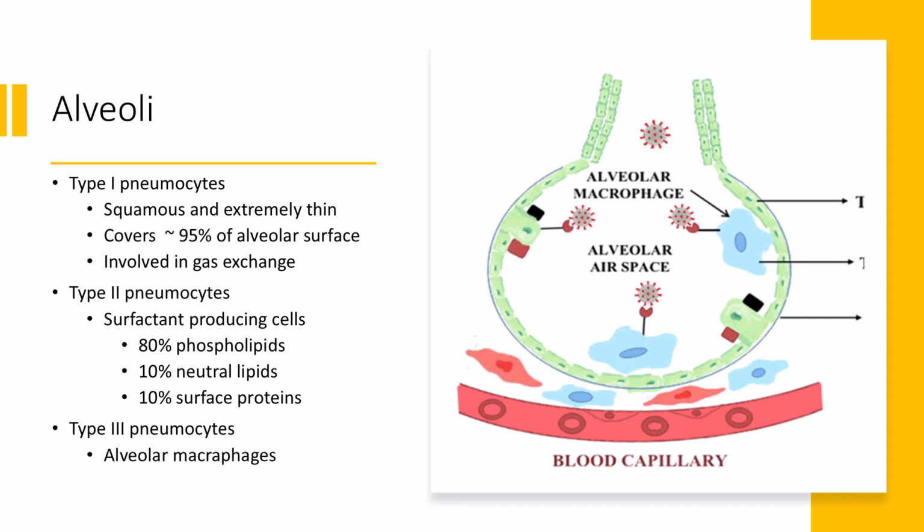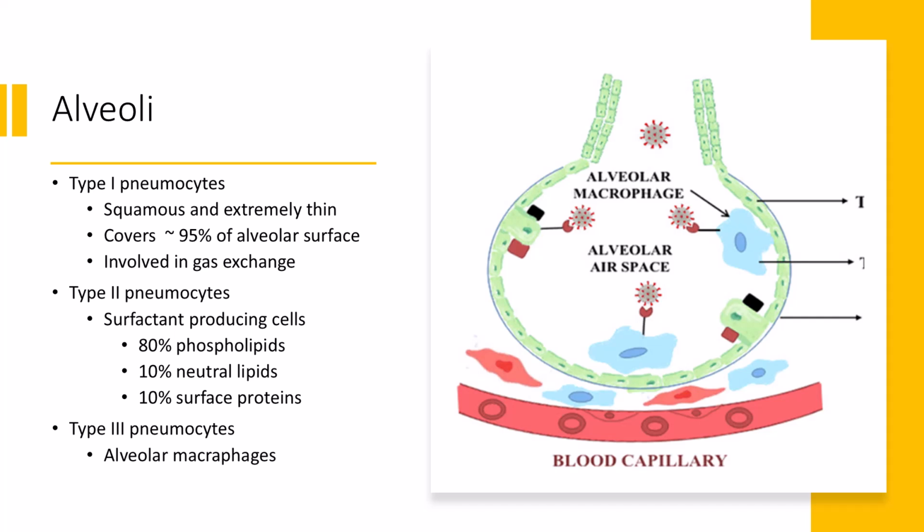Type 3 pneumocytes, also known as alveolar macrophages, are immune cells that reside in the alveoli and airways. Their primary role is to defend the lungs against inhaled pathogens, particles, and debris. They engulf and digest foreign materials, helping to maintain a sterile environment in the alveoli and prevent infections. While they do not directly contribute to surfactant production or gas exchange, their protective function is vital for maintaining the overall health and function of the lung tissue.